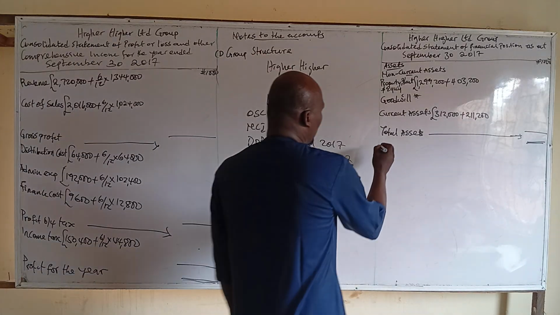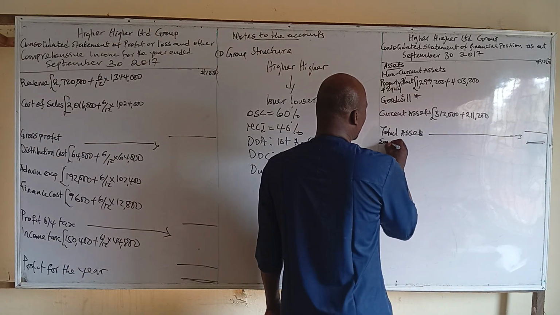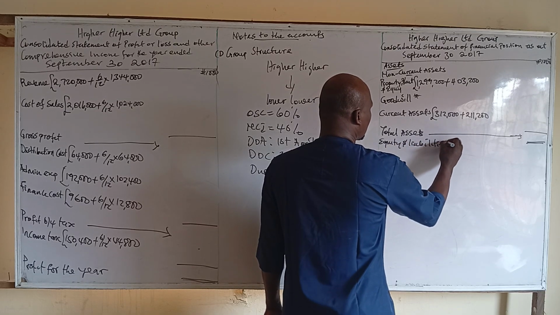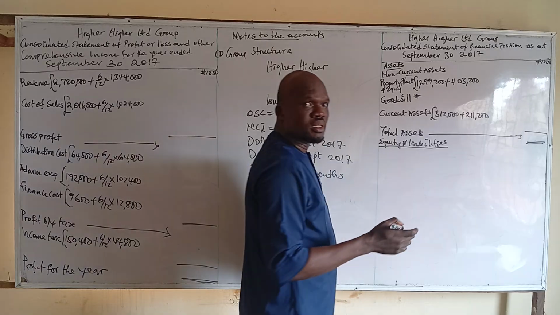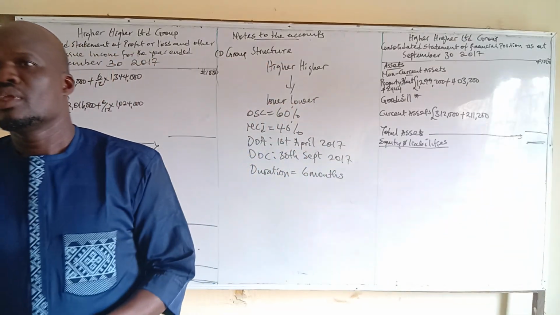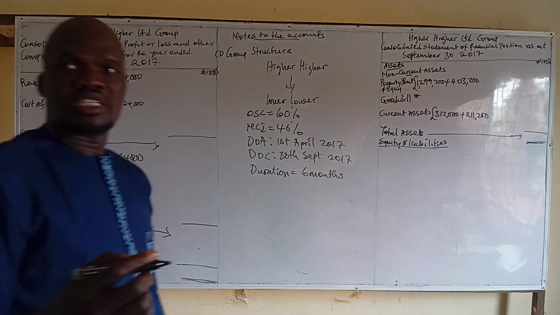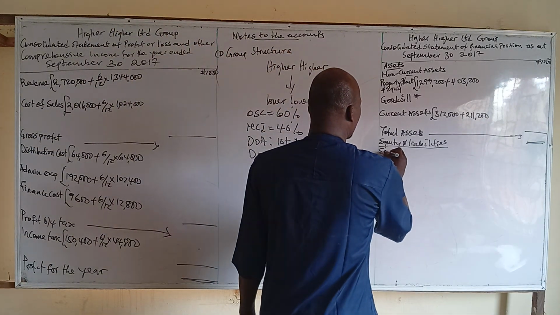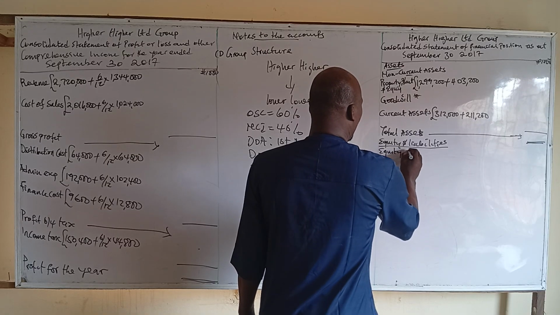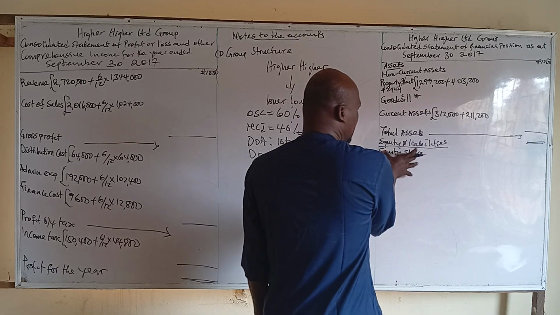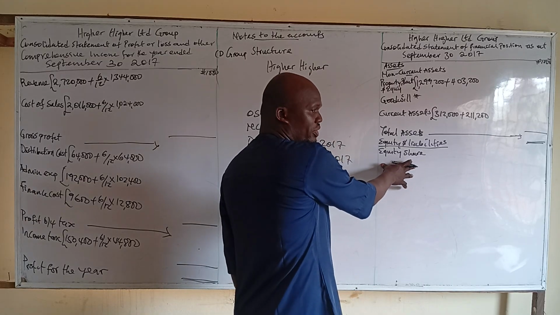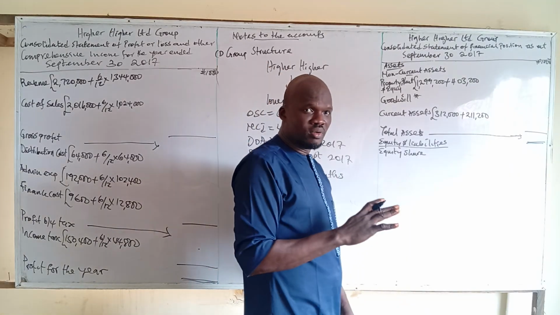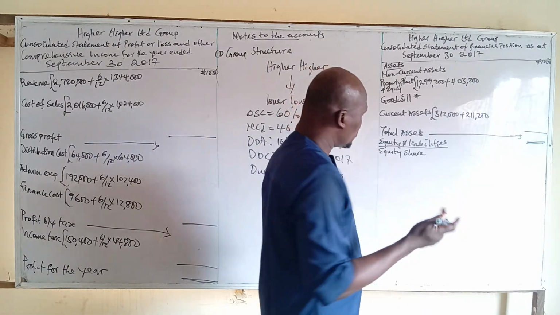So we move to equity and liabilities. What do we start with? Equity. Do we have share capital or equity share? Equity share. We are not consolidating this area. The equity components of the parent and subsidiary will not be consolidated. We only show the equity component of the parent.